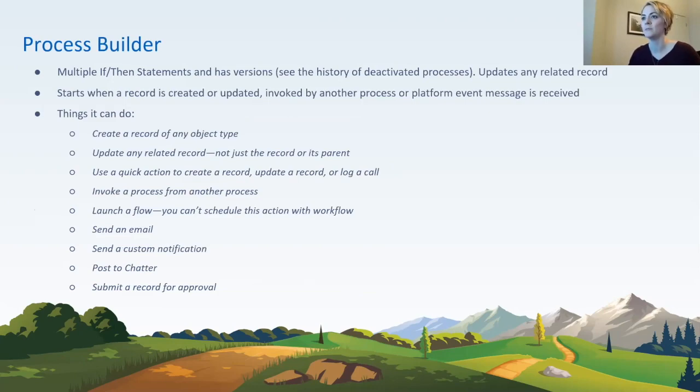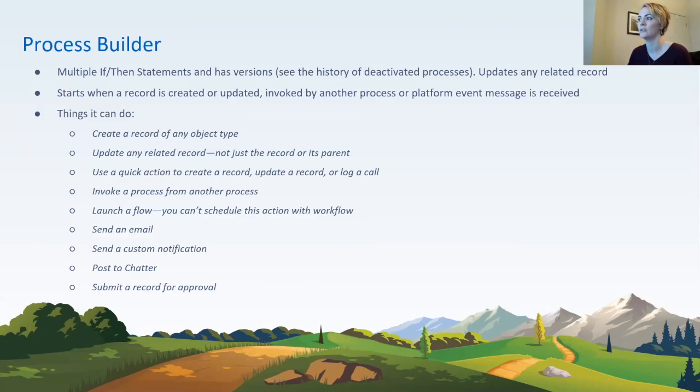Next, we have Process Builder. It gives you a little more functionality. So you have multiple if-then statements. You can see the history. There's what they call versioning, so you can see older versions of Process Builders and see what you did before, the deactivated versions versus the active version.